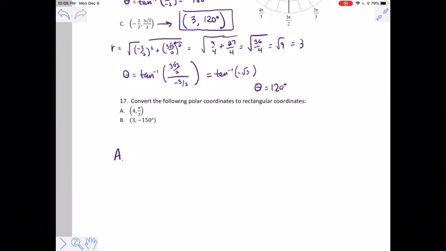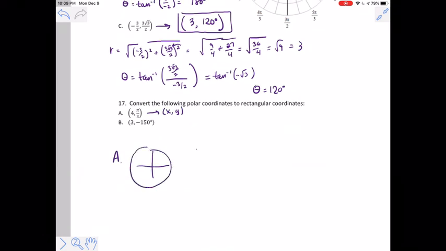Now we're going the other way. We have polar coordinates, and we need to convert those into x, y, rectangular coordinates. So the conversion factors there, if we had a point that's 4, then pi thirds is 60 degrees. So let's say that this was the fourth circle, and pi thirds would be right here.